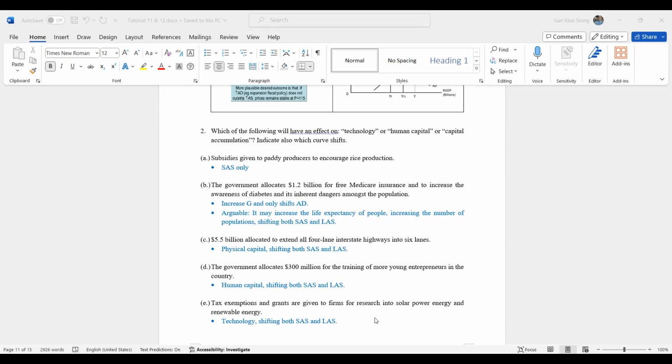So when you explain the supply side policy, make sure you always link to the sources first and then talk about the impacts. For example, the last question E, you know that they're talking about technological developments. So you say that this is technological developments and therefore it enhances the productivity, shifting both SAS and LS. That's how you explain your answers.